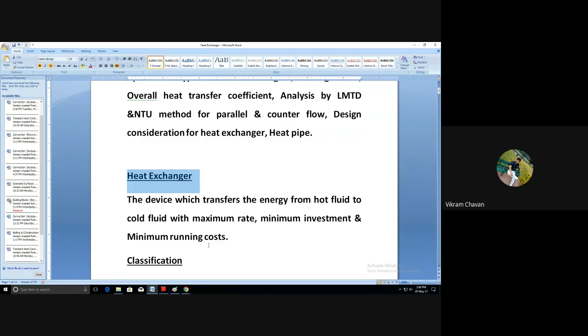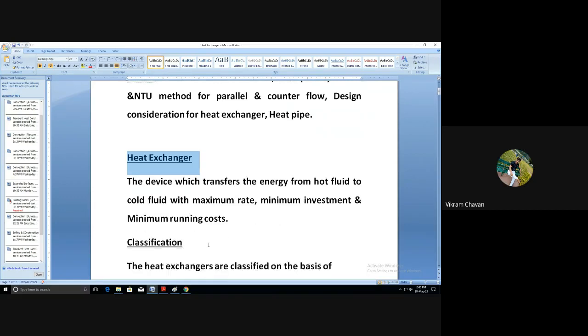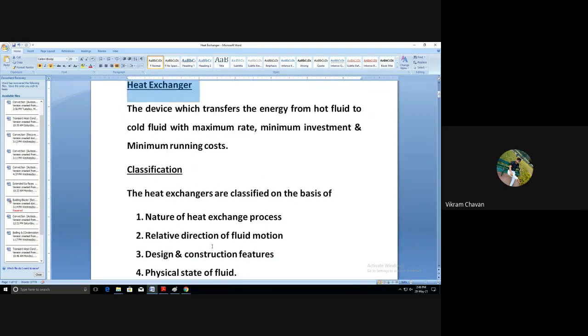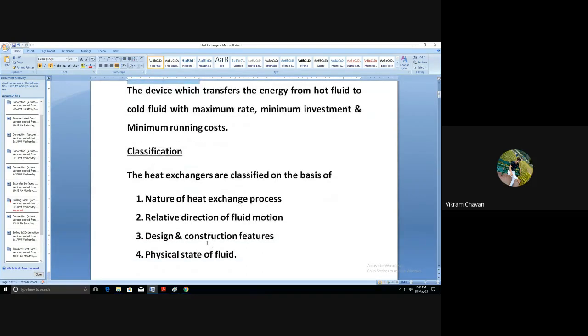Have you written the definition of heat exchanger? Then the further part is about the classification. There are n number of types of heat exchangers, and they can be classified into four different varieties. The first one is the nature of the heat exchange process. The second one is the relative direction of fluid motion. The third one is design and construction feature, and the fourth one is the physical state of a fluid. So on these four categories we can segregate any heat exchanger.